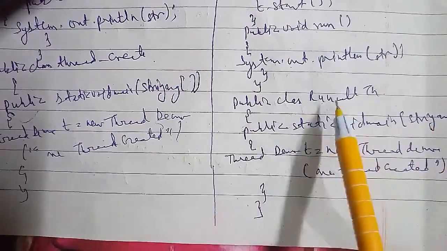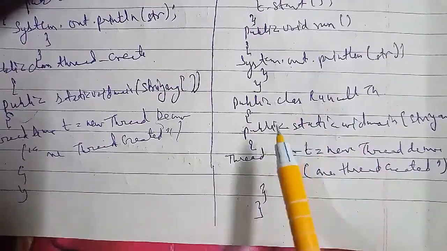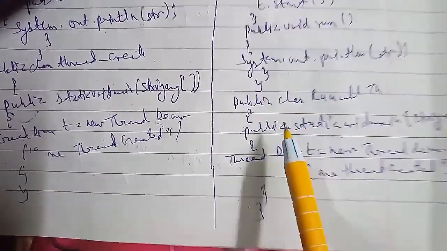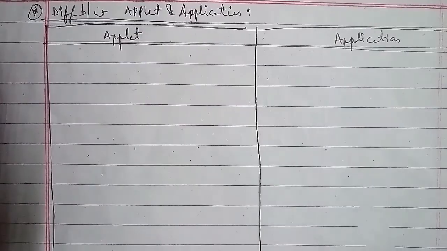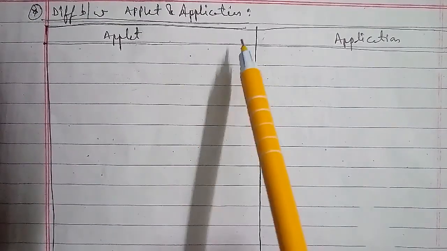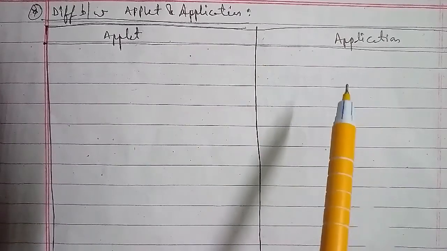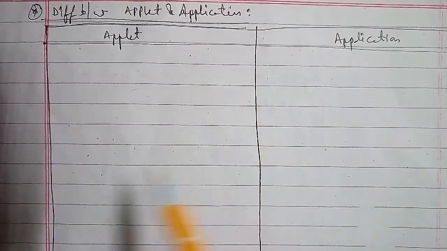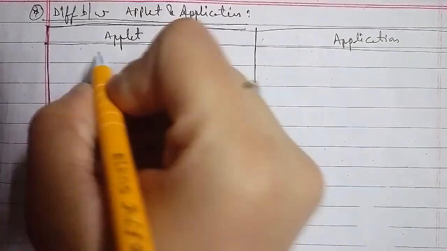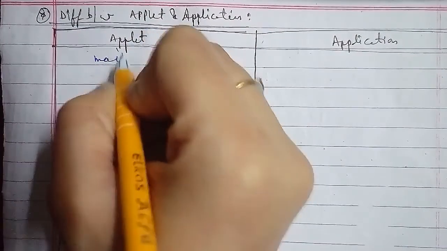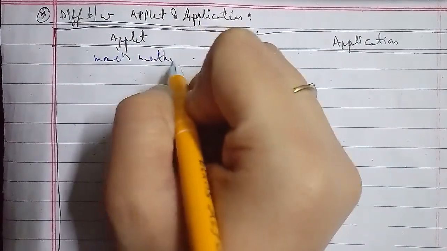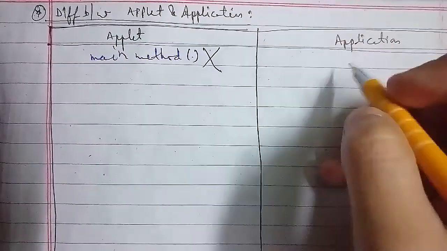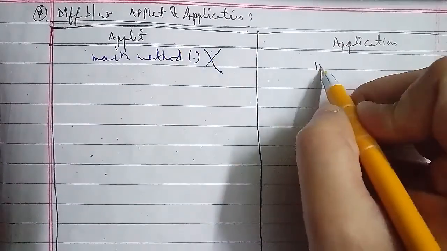We'll discuss the difference between the applet and application. The applets do not have a main method. तो इनमें main method नहीं होता है, और application में application have a main method. Okay, इनमें main method होता है. So this is the first difference between both.